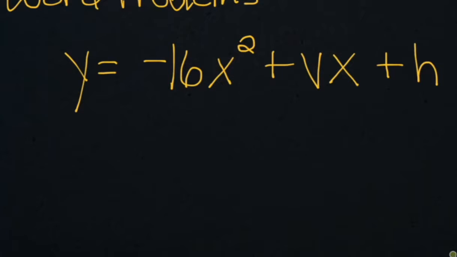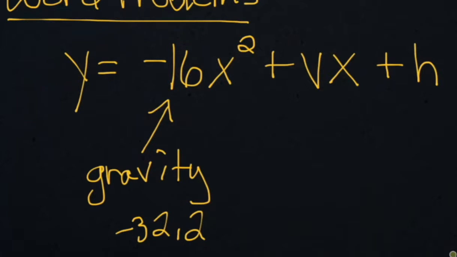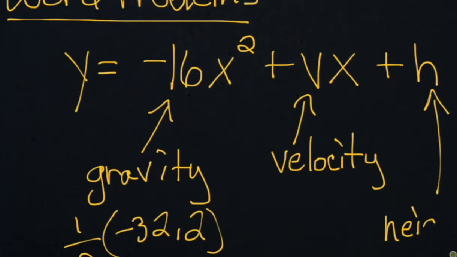For the word problems, remember we have an equation that we used in the notes. The negative 16 is our gravity. That's 1/2 times 32. I know gravity is technically negative 32.2, and we rounded, but it's 1/2 of that. Our v is our velocity. So whatever they give us in the problem, we're going to plug it in for v. And h is our initial height. So if it says it's on the ground, that is a height of 0.